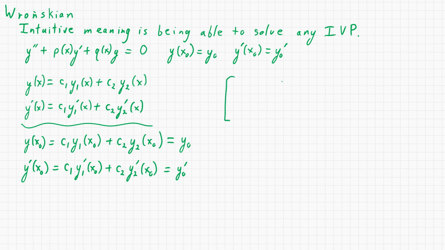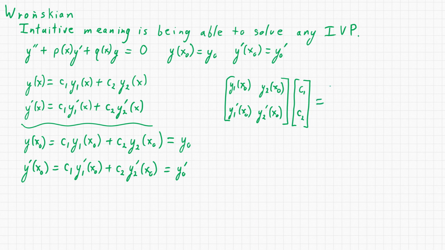So let me just give myself enough room here. Our matrix is going to be y1 evaluated at x naught, y2 evaluated at x naught, and y1 prime evaluated at x naught, and y2 prime evaluated at x naught. And that's multiplying the unknown vector of the constants, c1 and c2, and we have to try and pick those constants to equal these other given numbers to us, y naught and y naught prime.